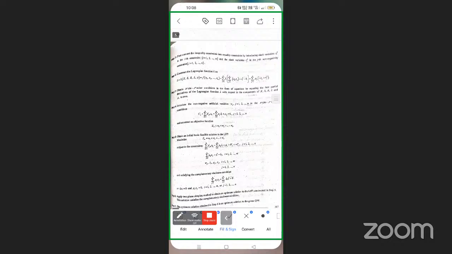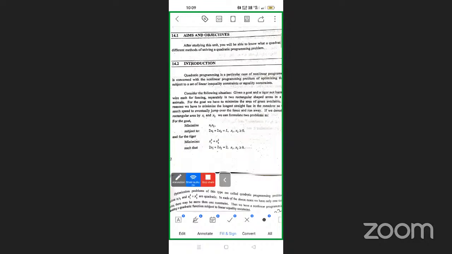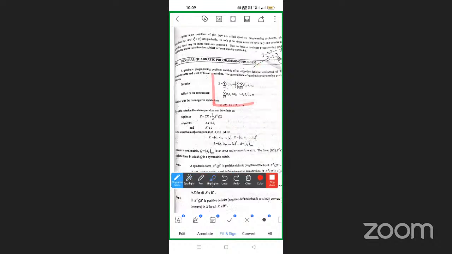General quadratic programming problem. Z is equal to the summation j equals 1 to n of cj xj plus 1 by 2 summation j equals 1 to n, summation k equals 1 to n of djk xj xk. So this is the objective function.